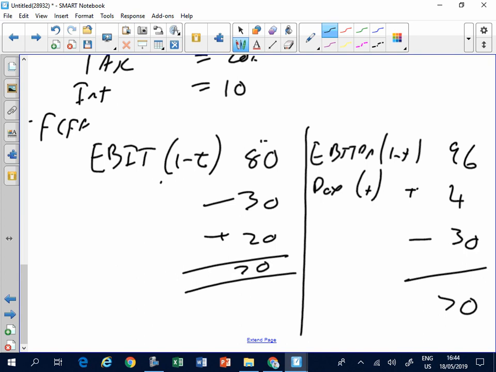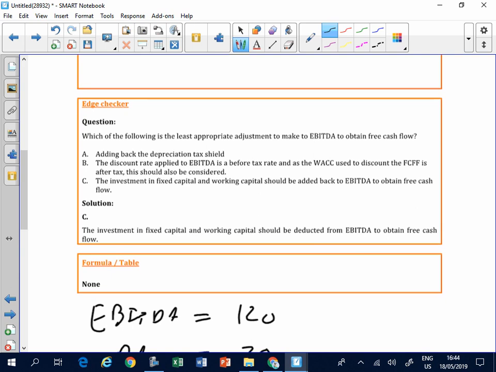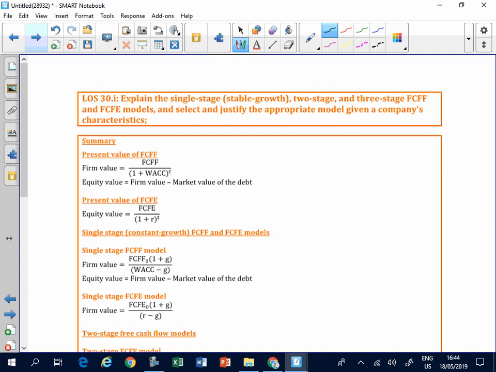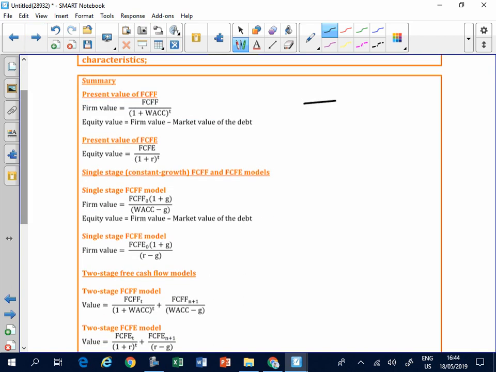Okay. Guys, work through a few examples. I mean, you can see that it comes to the same answer. That's the one thing I wanted to stress, because people tend to get confused when it comes to this. And then net income is a horrible proxy for cash flow. You guys can go through it. And then the various models.